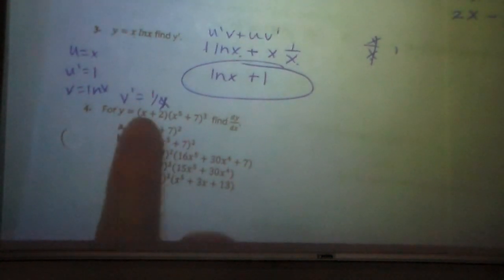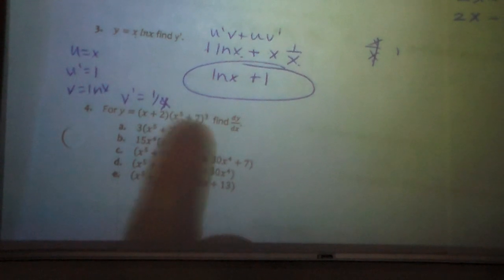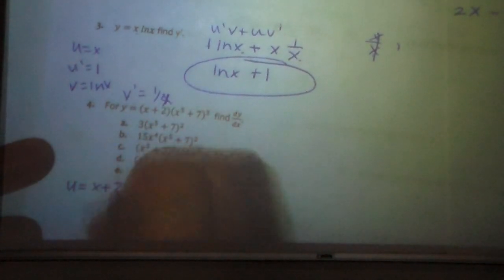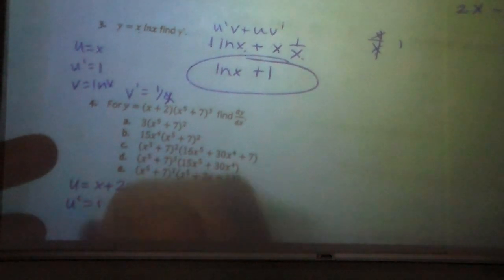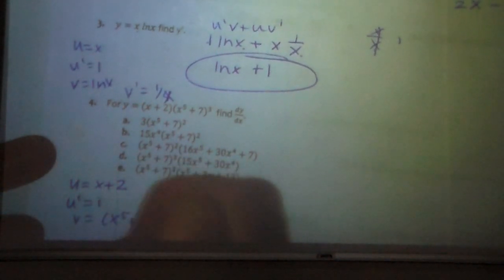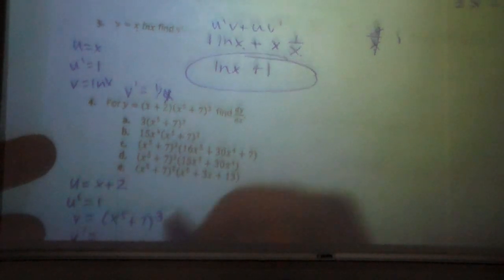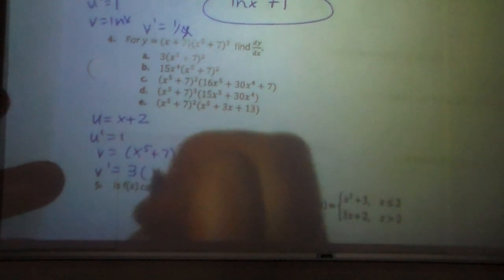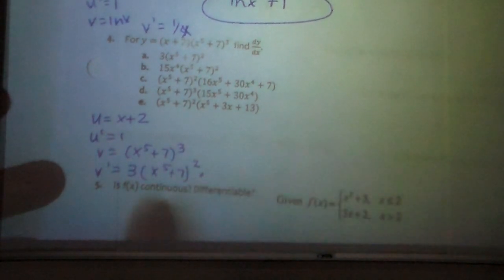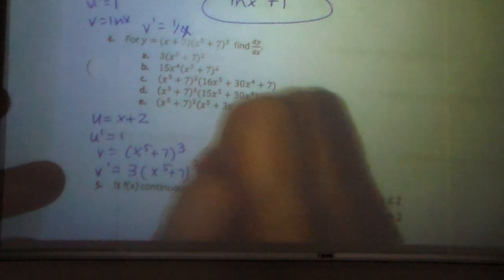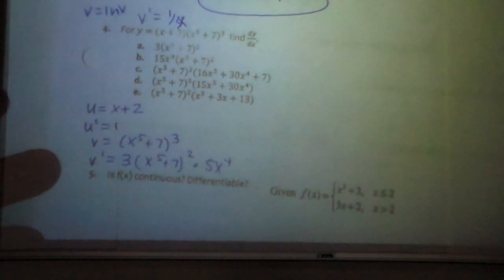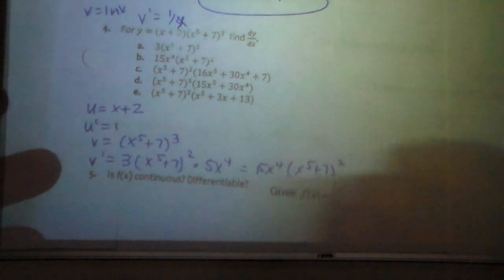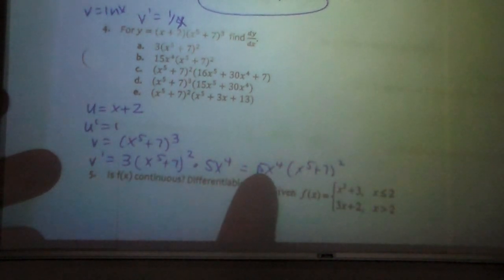Here I have definitely product rule, and within the product rule, there is going to be chain rule. So I'm going to define my u as x plus 2. u prime is just 1. v is x to the 5th plus 7, cubed, and for v prime, do the derivative of the outside first, that would be 3 now squared. Leave the inside alone. Then multiply by the derivative of the inside. The derivative of x to the 5th is 5x to the 4th. So I'm going to rewrite this as 15x to the 4th times x to the 5th plus 7 squared, because the 3 and the 5x to the 4th can just become 15.